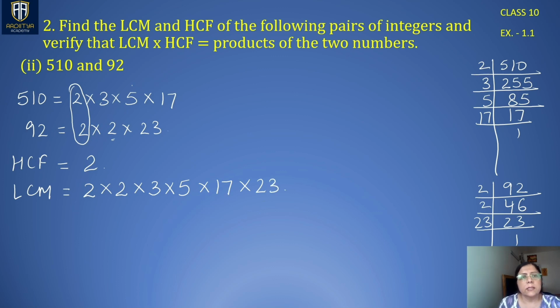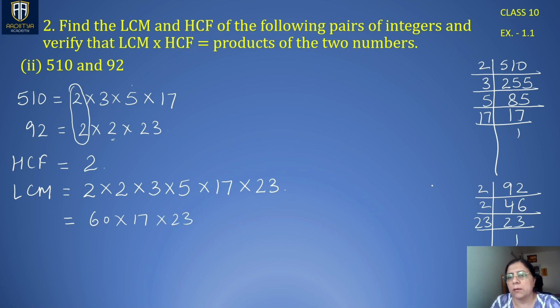So the crux is numbers which are common, they have to be written once. And apart from that, the numbers which are not common, they have to be written in the LCM as many times as they are occurring in the prime factorizations of either of the numbers. Now, to find the LCM, we have to take the product of all these numbers. 2 times 2 is 4, 4 3s are 12, 12 5s are 60, right? So 60 times 17 times 23.